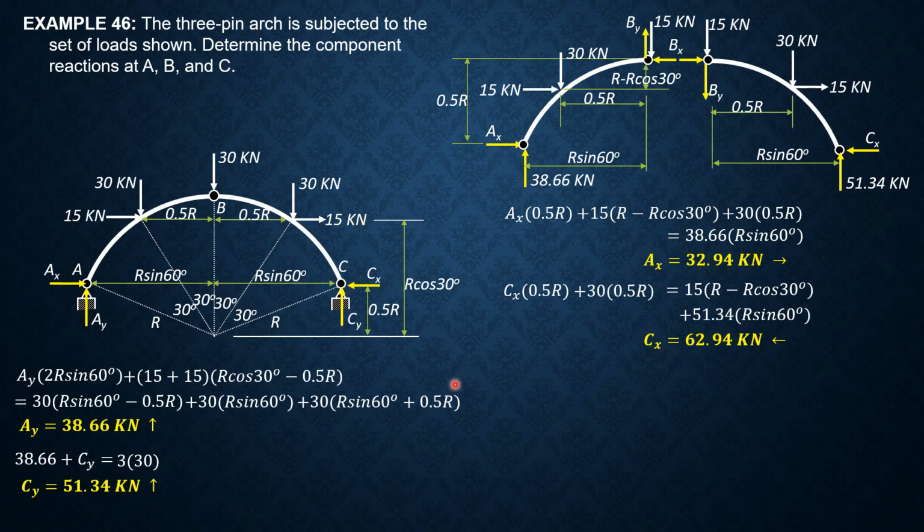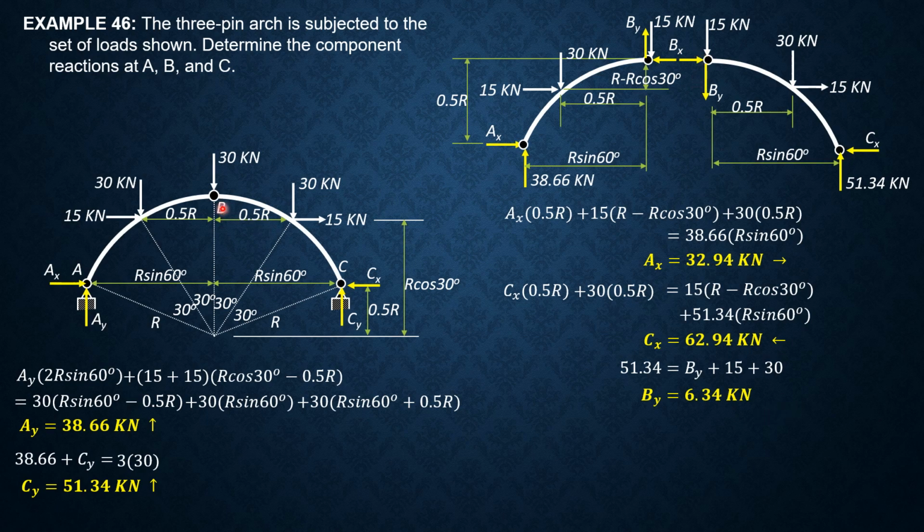So going back to the whole system, AX is 32.94 plus 30 is 62.94, which equals Cx, 62.94, so that balances horizontally. Then finally for By, summation forces Y equals 0. 51.34 equals By plus 15 plus 30. So By is equal to 6.34 kilonewtons.